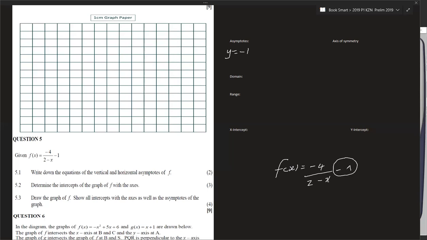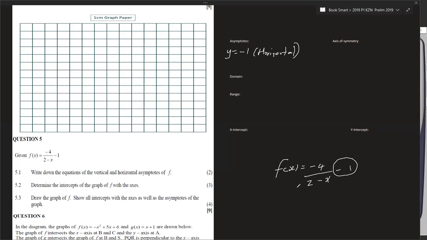Okay. If there's nothing, you're gonna say y equals 0, if there's nothing on the side. But always the y asymptote is the value of the number, including the sign that is here. Then this is called the horizontal asymptote. Okay, then let's now get the vertical asymptote.